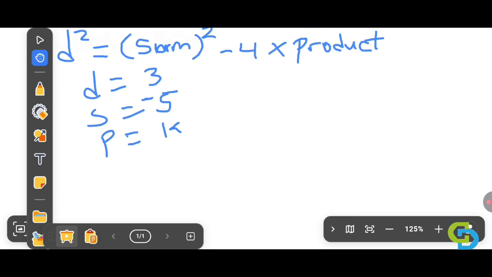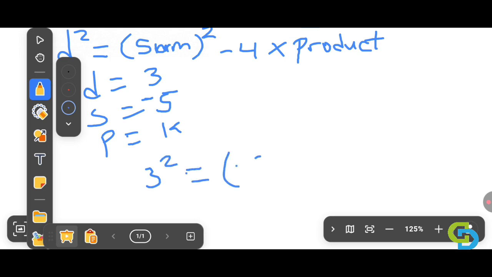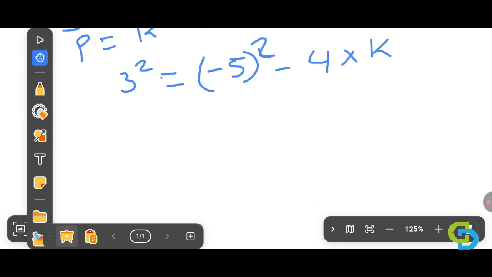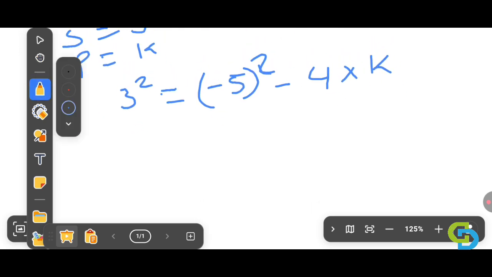We now have to equate this. d squared is equal to the sum squared minus 4 times p. Then we can put it here and say d is 3. So 3 squared is equal to, what is the sum? The sum is s, that is minus 5 squared, minus 4 times the product, that is k. So we have here 3 squared is 9, equal to 25 minus 4k. 4 times k is 4k.